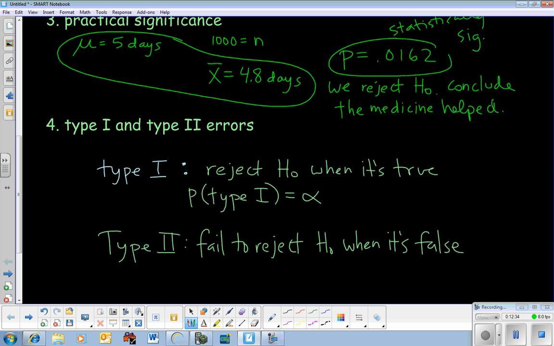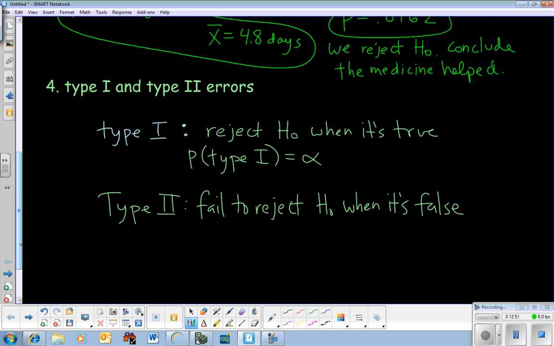The battery claims to last 10 hours. I test a bunch of them, and I get 9 and 9.5 hours. But that's not far enough to reject, when in reality, their average wasn't 10 hours. Okay? We fail to reject when it's false. And usually one of these will be worse.